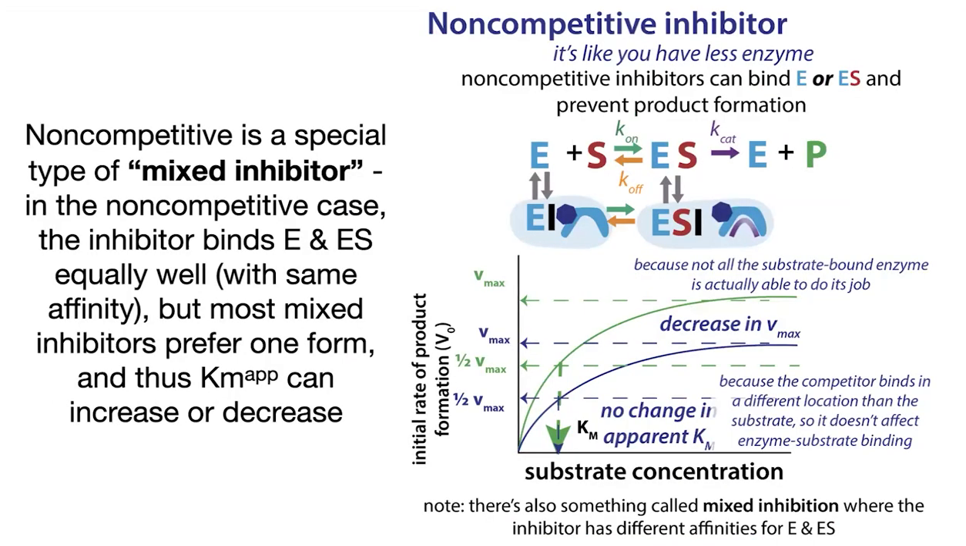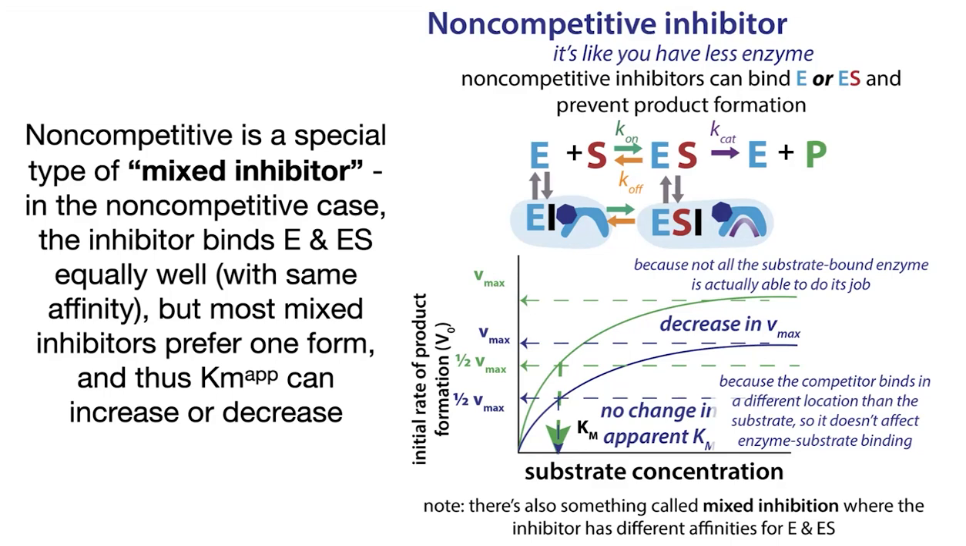Non-competitive inhibitor. So here, it's like you have less enzyme. And if we think about why this is, it's because the inhibitor is binding it and keeping it from doing what it's doing. The way that we measure enzyme activity is by measuring the formation of product. And if the enzyme can't form product, then it's going to look like there's not as much enzyme there.